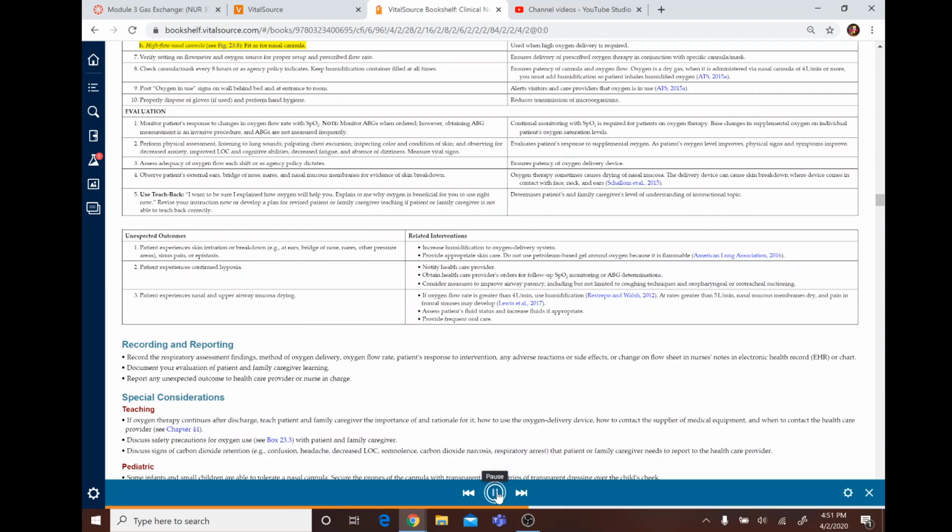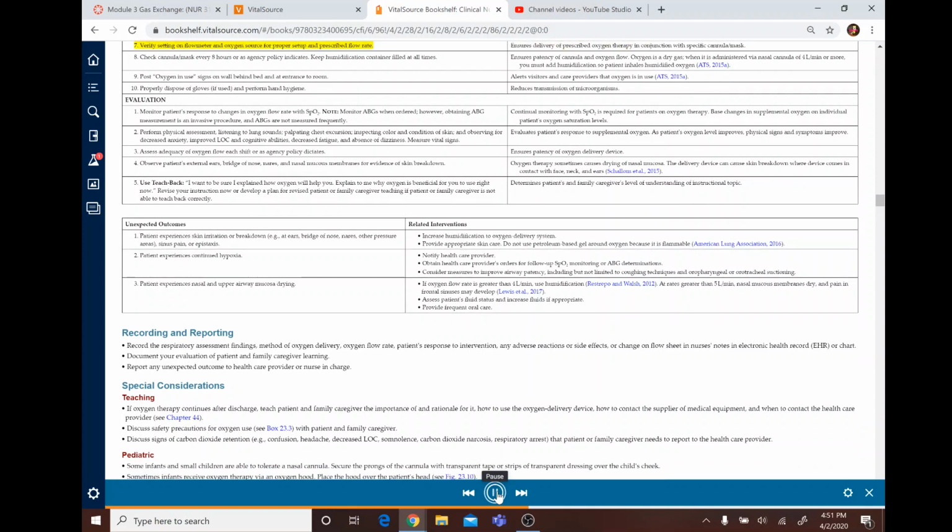H. High flow nasal cannula, see Fig 23.8. Fit as for nasal cannula. Used when high oxygen delivery is required. 7. Verify setting on flow meter and oxygen source for proper setup and prescribed flow rate. Ensures delivery of prescribed oxygen therapy in conjunction with specific cannula/mask.